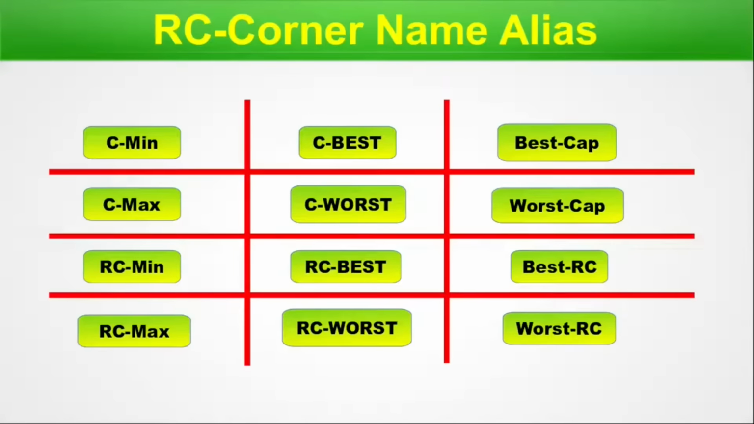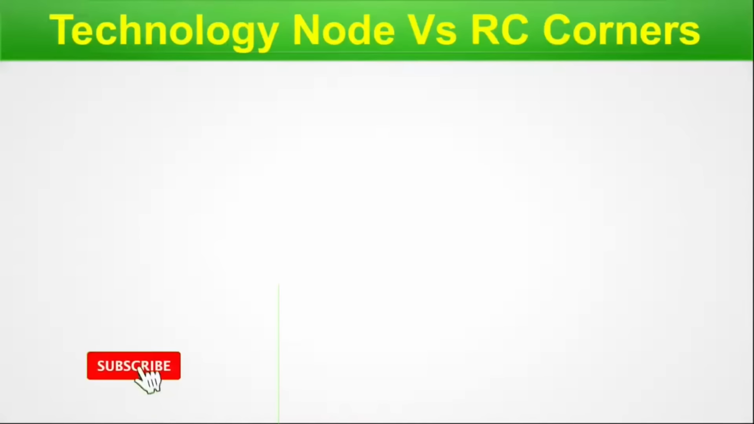Generally, a particular naming convention is followed in a particular foundry and you will find them. So you can keep this particular table with you so that you do not get confused when you start working and you get the PDK and you get the corner names. So with that note, let us move on to the next slide.